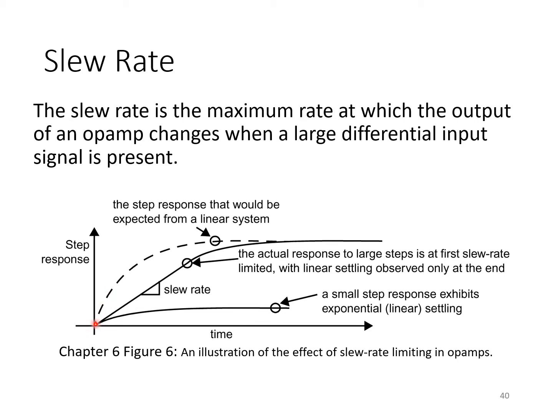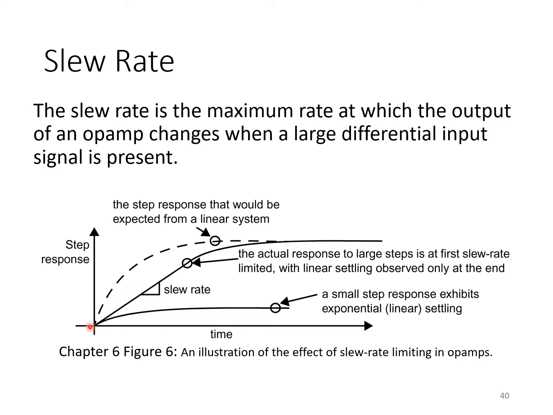So the actual response to a large step input would look something like this. At first, you would see the output increase with a constant slope equal to the op-amp's slew rate. Then, at some point, the remainder of the settling can be done with an exponential settling response without exceeding the op-amp's slew rate. At this point in time, exponential settling would resume and the output voltage approaches its final value asymptotically. So this is clearly a nonlinearity. This is not how a linear system would behave.